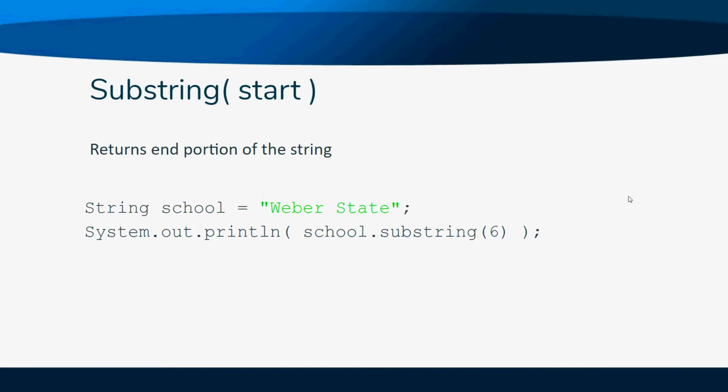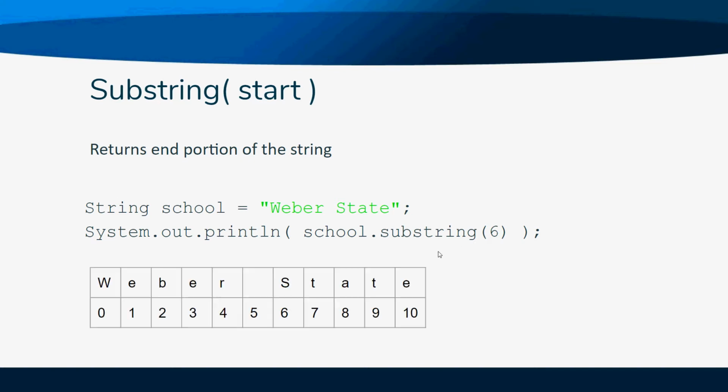Okay, substring, this is just a review. This is actually the exact slide you've seen earlier. If I want to do a substring of 6, there's my Weber state, starting at 6, it would give me a substring from character 6 on to the end. So school.substring(6) gives me just the word state from the string Weber state.